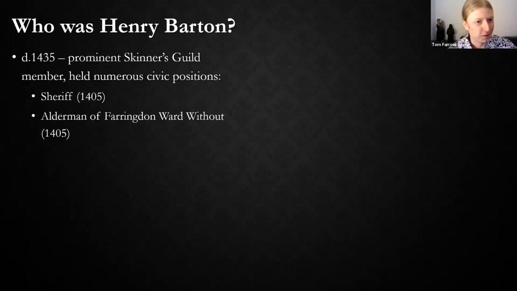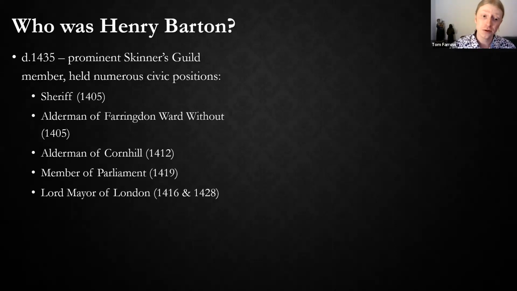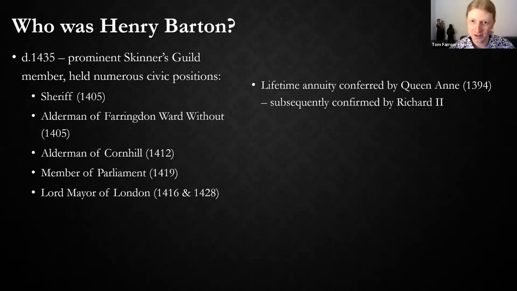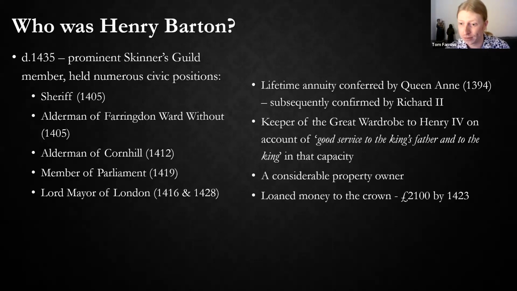Sheriff, 1405. Alderman of Farrow Ward without, 1405. Alderman of Cornhill, 1412. Member of Parliament, 1419. Lord Mayor of London, 1416 and 1428. Lifetime annuity conferred by Queen Anne in 1394, subsequently confirmed by Richard II. He was a keeper of the Great Wardrobe to 2 successive kings, as a skinner, in his capacity as a skinner. He was also a considerable property owner and loaned quite a lot of money to the crown. So that's 2,100 quid by 1423, which is not to be sniffed at.